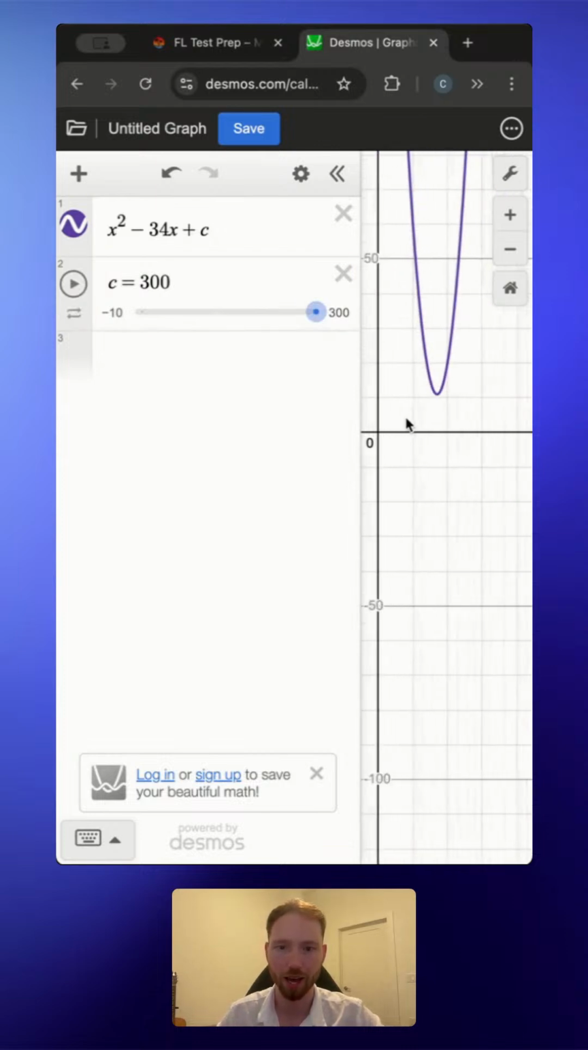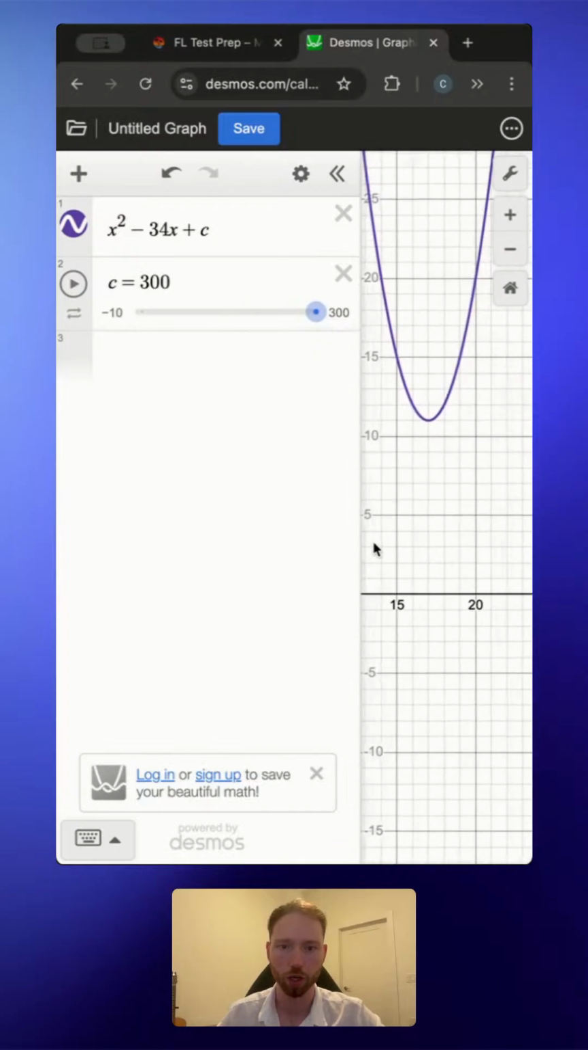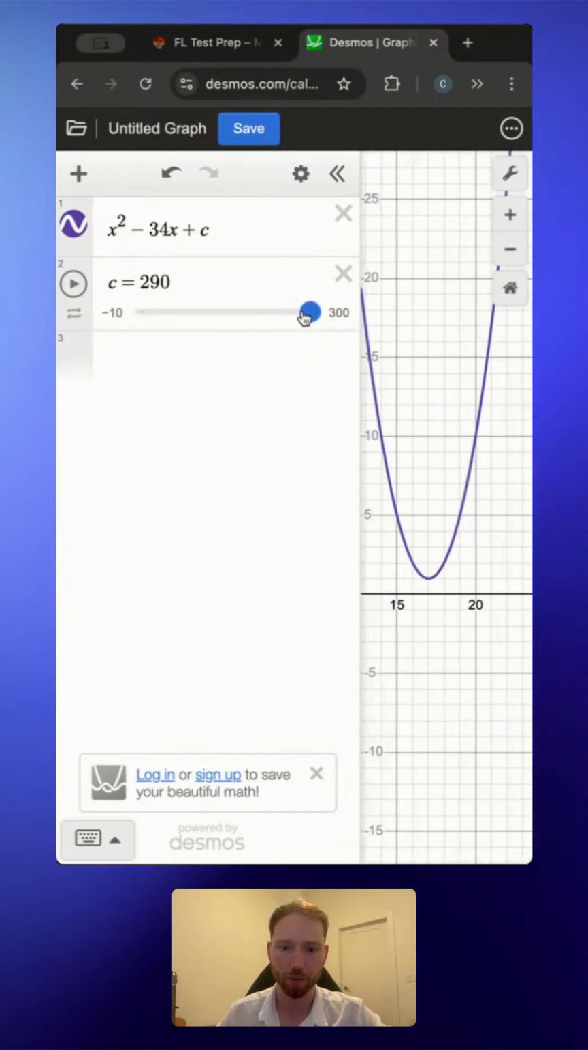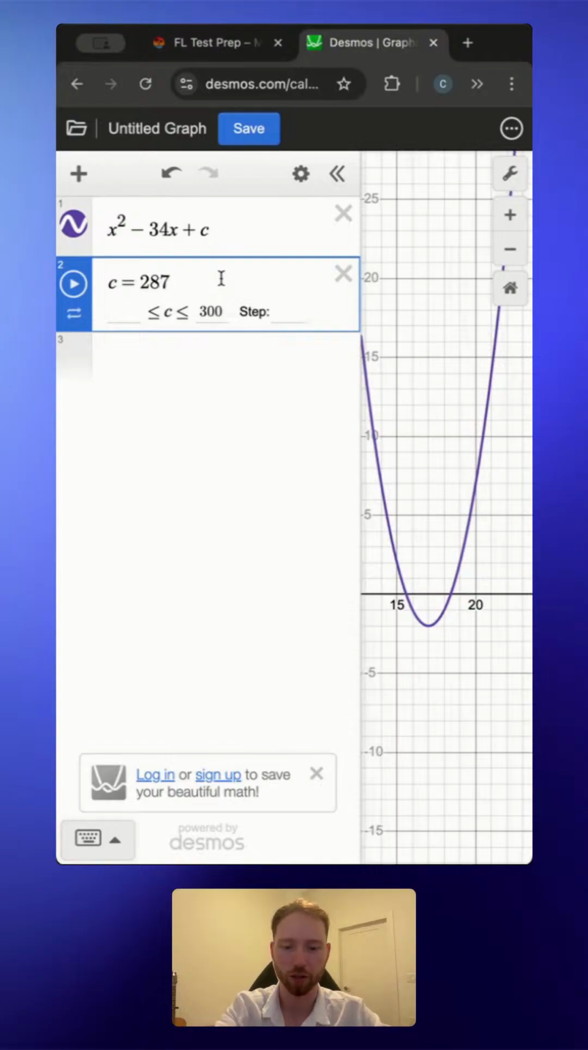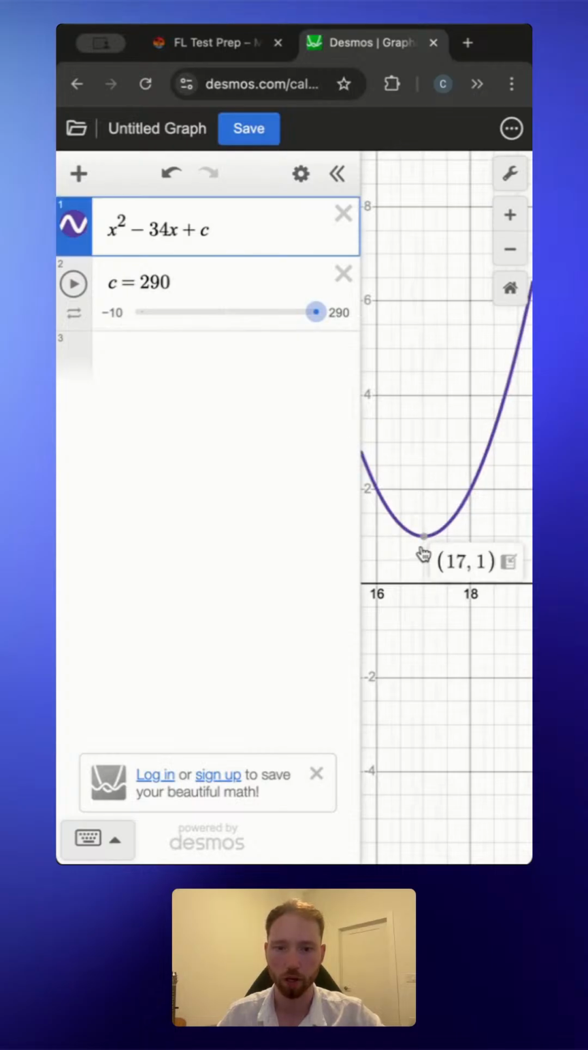All right. So I can see that around when C equals 300, there is no solution. So I'm going to etch it down. I'm getting close. This is when I start typing in numbers. 288, 289, 290. Oh, not 2890, 290. There we go. Now I can see that there's no solutions here. So when C is 290, there are no solutions.